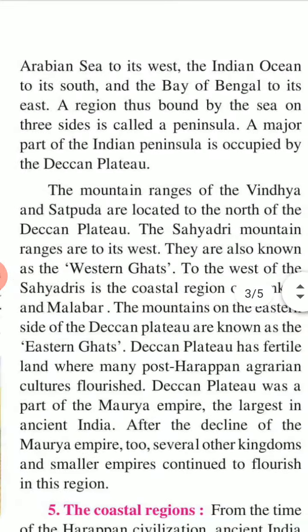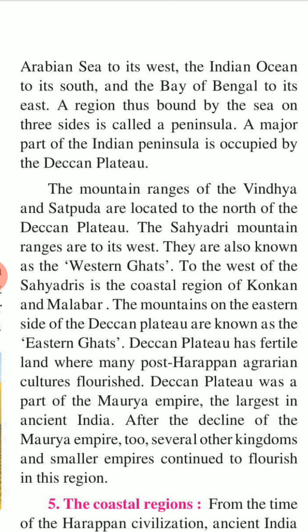The mountain ranges of Vindhya and Satpura are located on the north of the Deccan Plateau. The Sahyadri mountain ranges are to its west. They are also known as the Western Ghats. To the west of the Sahyadris are the coastal ranges of Konkan and Malabar. The mountains on the eastern side of the Deccan Plateau are known as the Eastern Ghats.